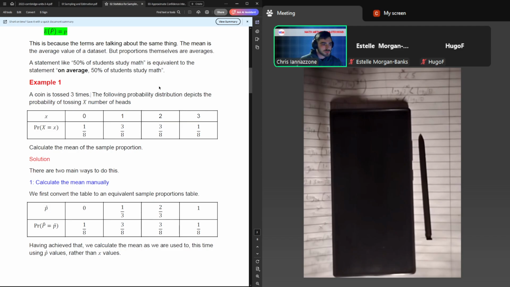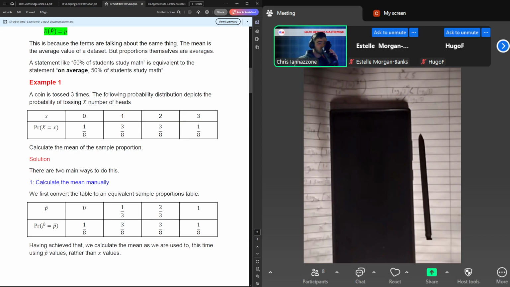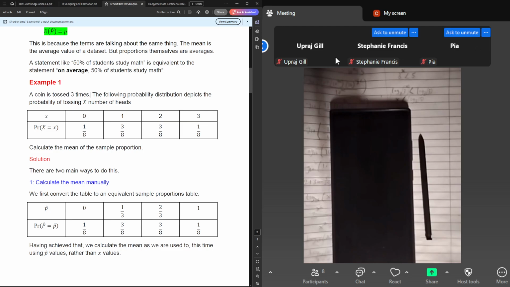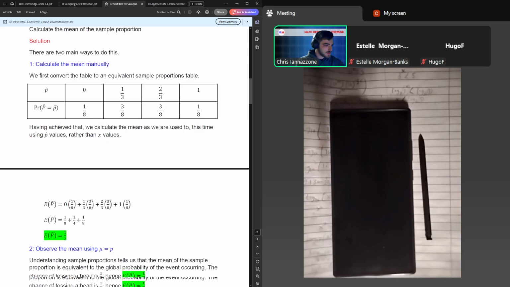Any questions on either of those approaches? Easy.